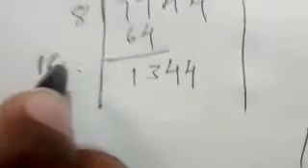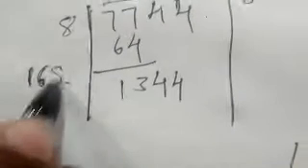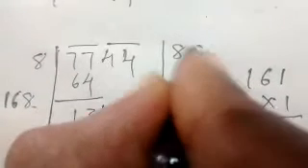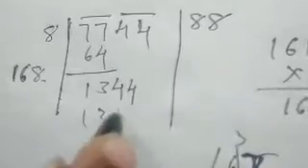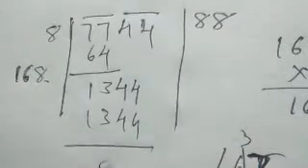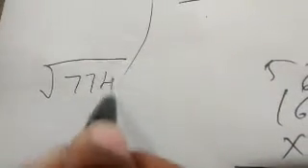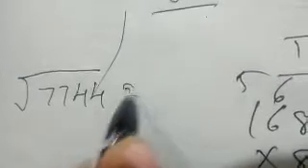So here we are going to take 168 into 8, multiplying with the 8 we got the number, right? So we are going to take the 168 into 8, 1344. That is going to become 0. So that means the square root of 7744 equal to 88.